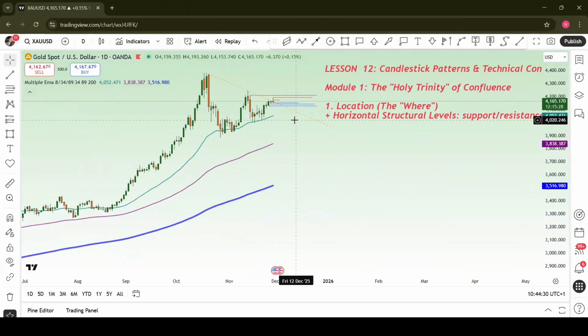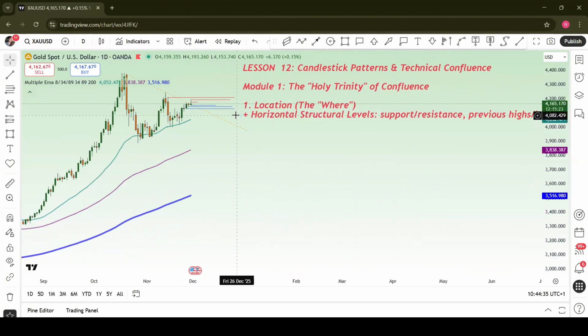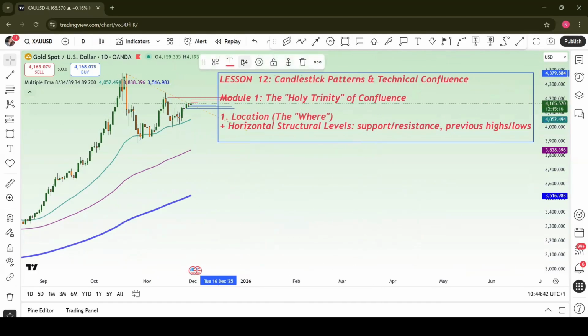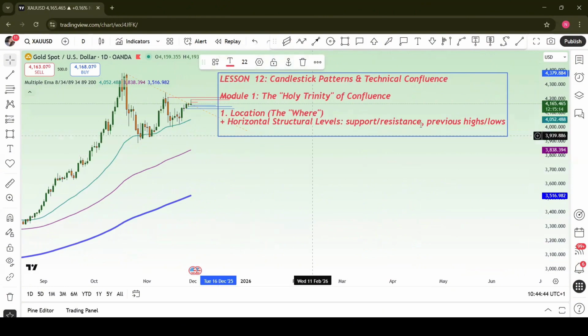So that is the first point we need to pay attention to if you want to identify the support or resistance level. That is the general name we call a horizontal structural level. And the next thing we need to pay attention to is the dynamic level.